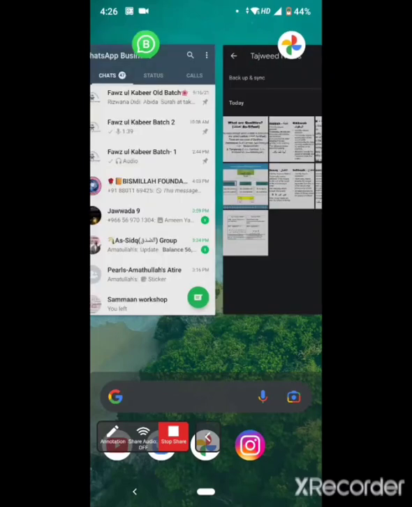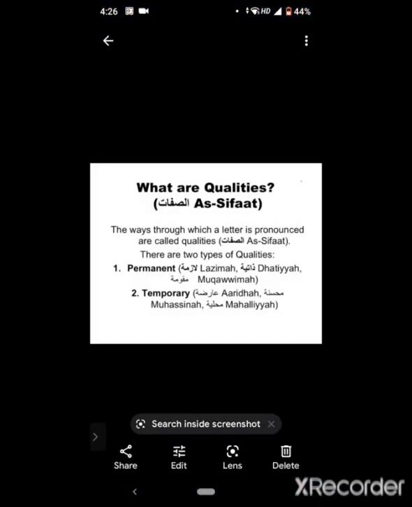So here, what are the qualities, the characteristics? What are sifat? The ways through which a letter is pronounced are called qualities or sifat.